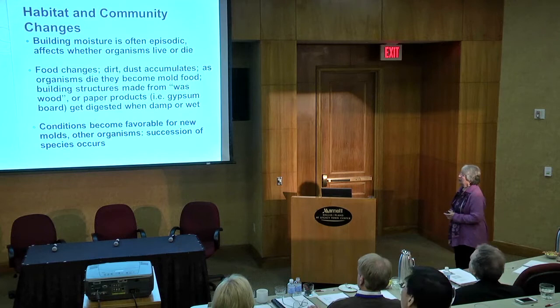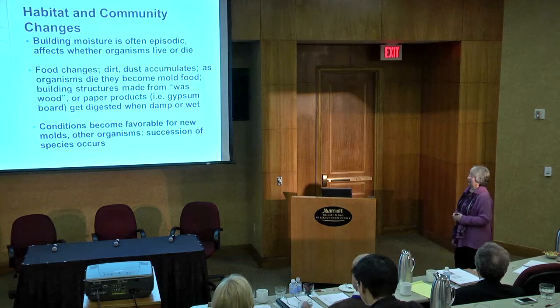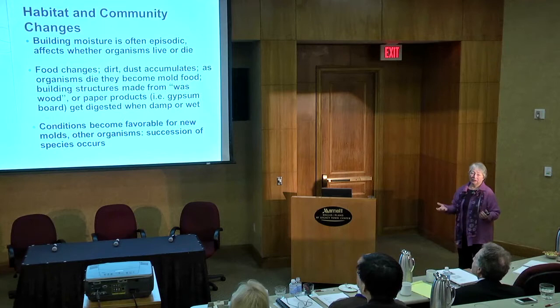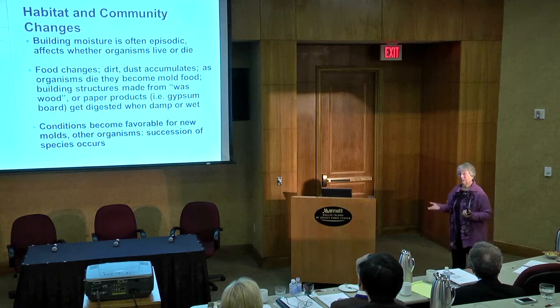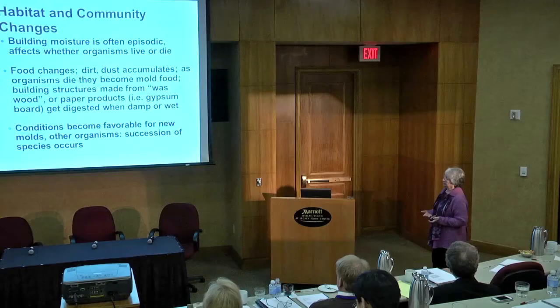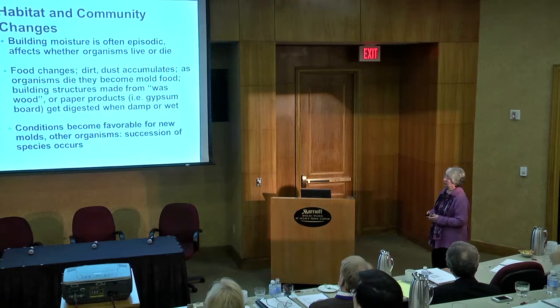David Strauss mentioned that we build our buildings out of dead plants, essentially. And we also have new building products where we take wood, which generally only allows growth on its surface, and we chop it into what McGregor Pierce calls was wood. That's plywood, oriented strand board, particle board, and so on. The interesting thing about that is that you're crushing a lot of cells, you're creating a lot more surface area to which these organisms have access to the sugars and starches that are within the wood. And then also paper products was wood. And so these things get digested when they get damp or wet.